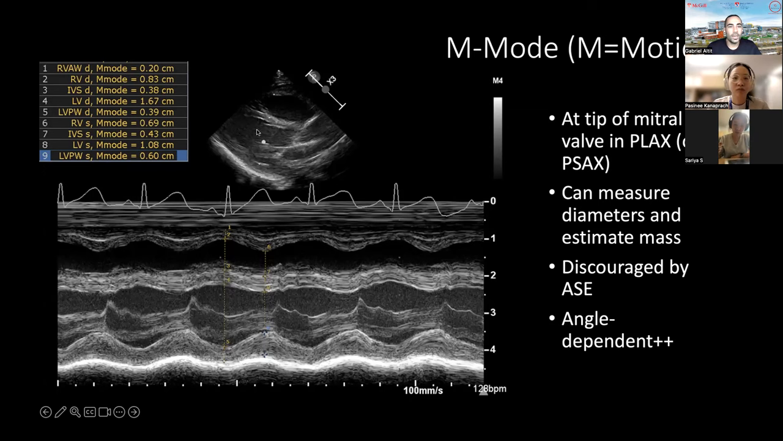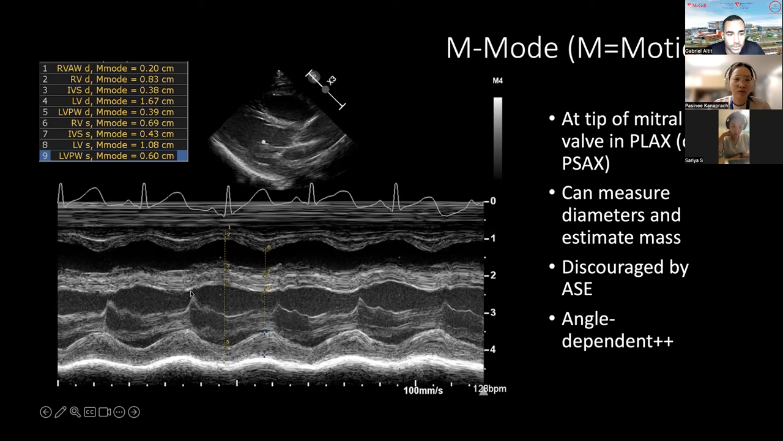If you follow the line, first you start with the wall of the right ventricle. Then you have the RVOT diameter, or the RV diameter. Then you have the septal diameter, then the LV diameter, and your posterior wall diameter.